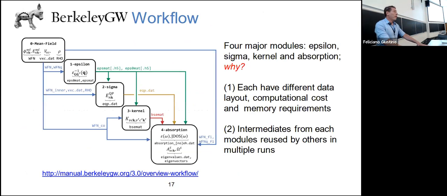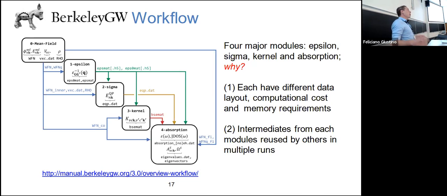Now, the workflow of the GW plus Beta-Salpeter equation as implemented in BerkeleyGW is schematically shown here. We start from this large variety of mean field applications, step 0. We convert into an input suitable for our software package. And then we have these 4 major modules, Epsilon, Sigma, Kernel, and Absorption, which are interdependent, and the input and output generated by each of these modules can be reused by the others for various reasons.